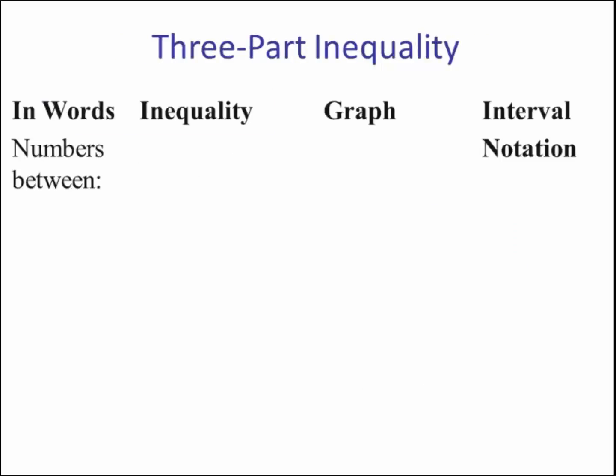Three-part inequalities. In words, if I want to denote numbers between 1 and 3, we can write that as an inequality. And sometimes this is called a double inequality, because this is saying x is larger than 1, and at the same time, x is less than 3. The graph would look like this. All numbers in between 1 and 3. And in interval notation, we have parenthesis 1, 3, parenthesis.